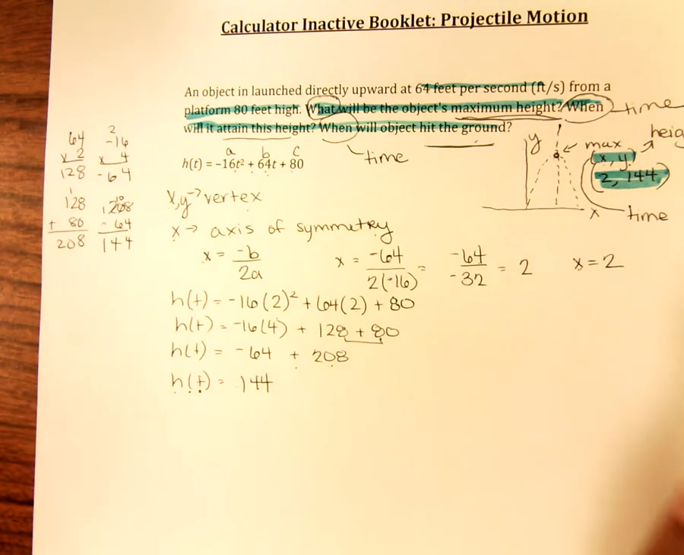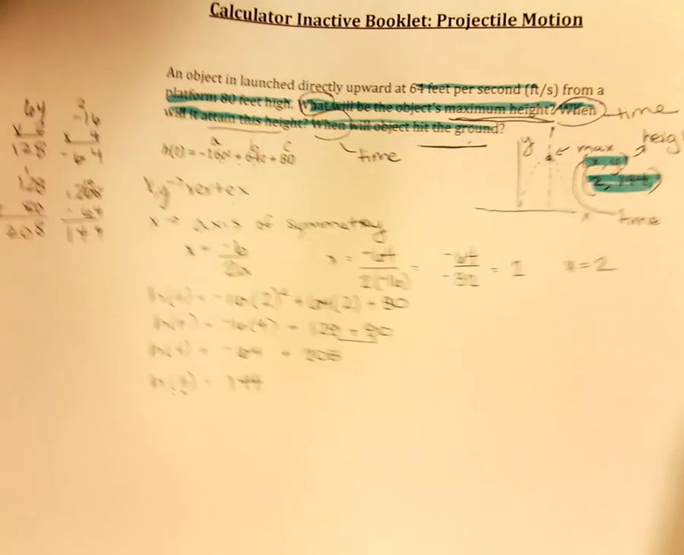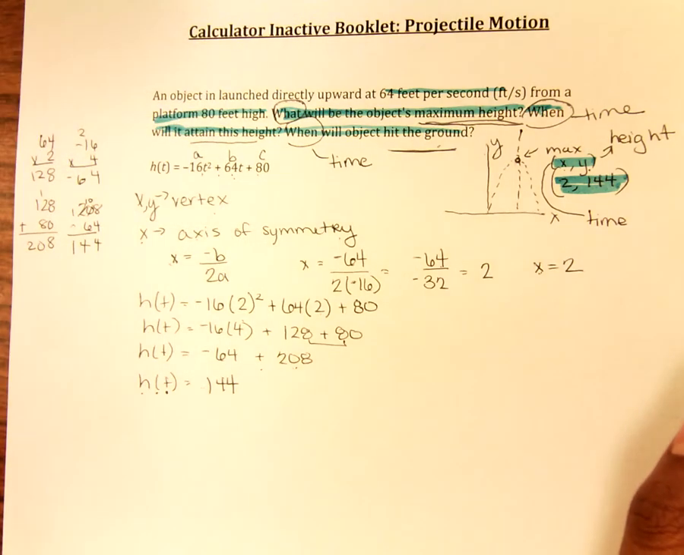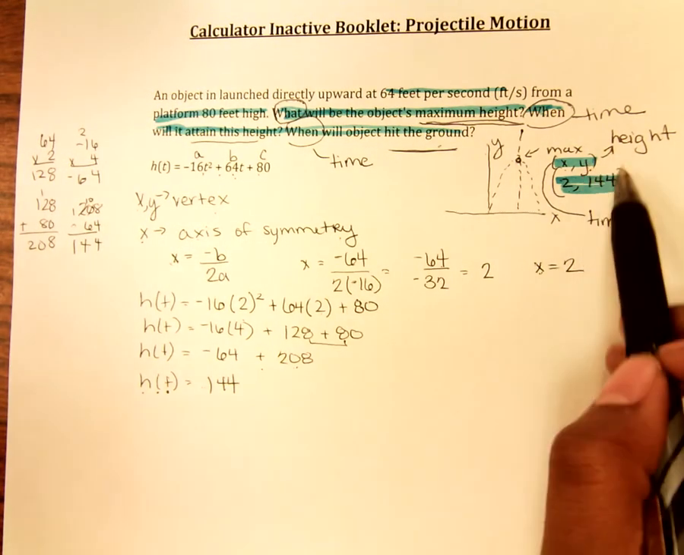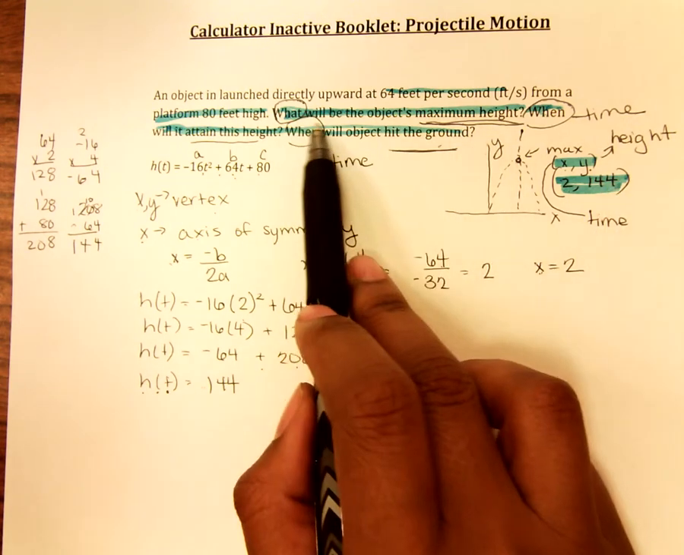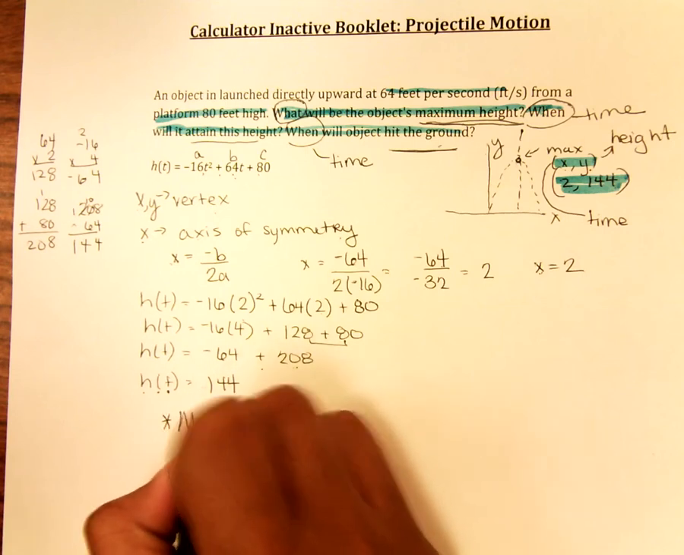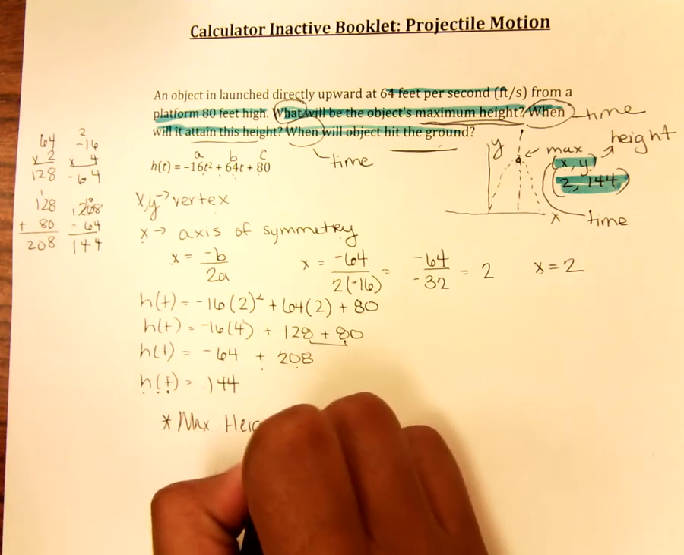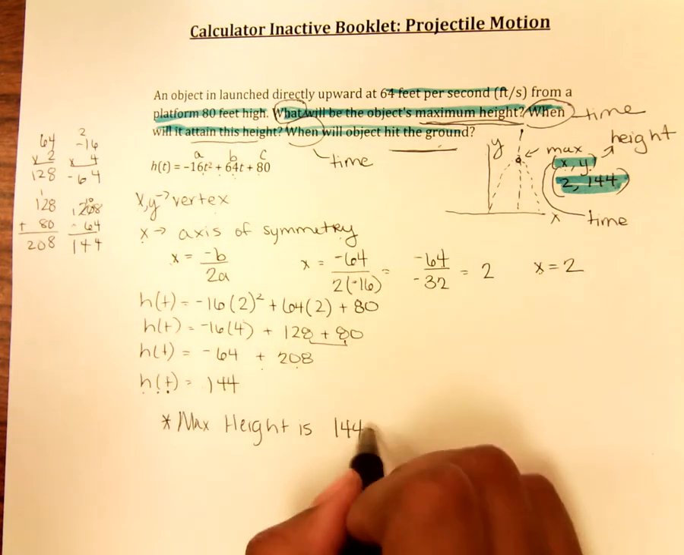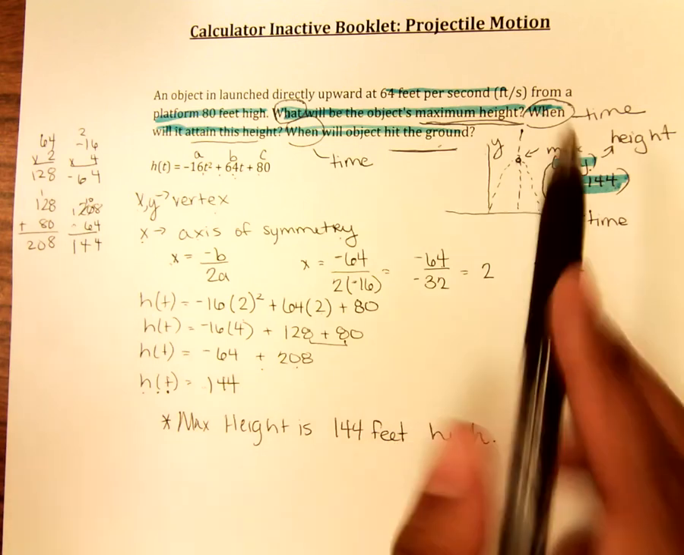So if it says what will be the object's maximum height, let me take this and move it over just a little bit so you can see. The height, which we said would be your Y, is 144. So to answer the first question, what will be the object's maximum height, I'm going to put right here star, max height is 144 what? And then we know we're talking about feet. I'm going to put 144 feet high.